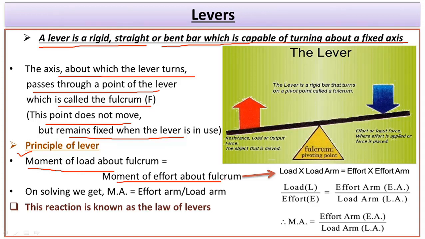Hence, when we apply this principle, we come across a simple formula where the product of load with load arm equals the product of effort with effort arm. Deriving from this formula, we come across a simple calculation where mechanical advantage equals the effort arm upon the load arm. Students, you must understand what an effort arm and a load arm are. Effort arm is the distance from the fulcrum to the effort, whereas the load arm refers to the distance from the fulcrum to the load.